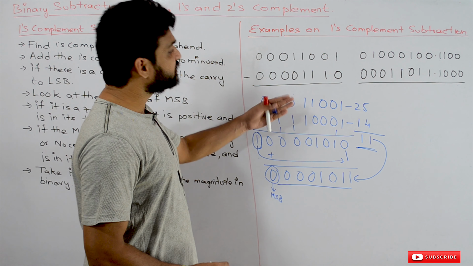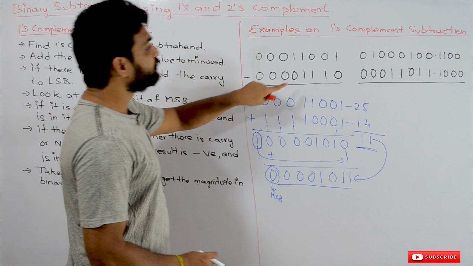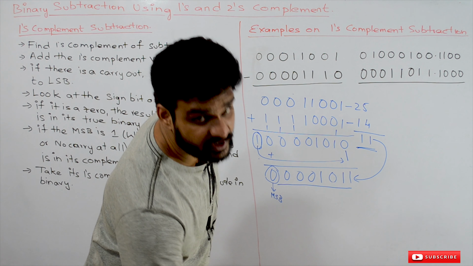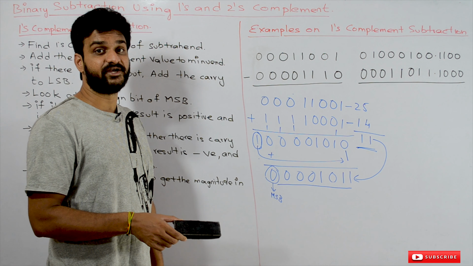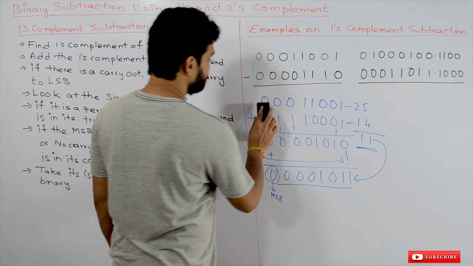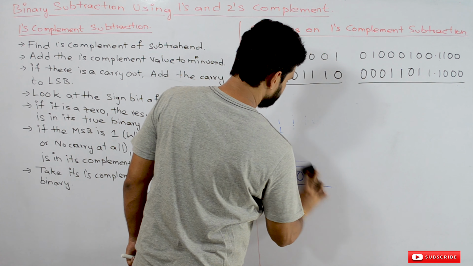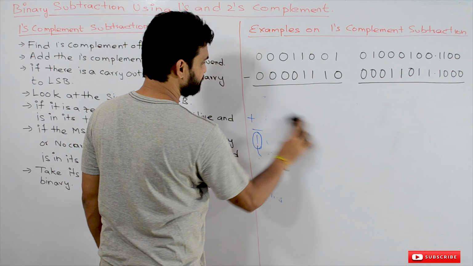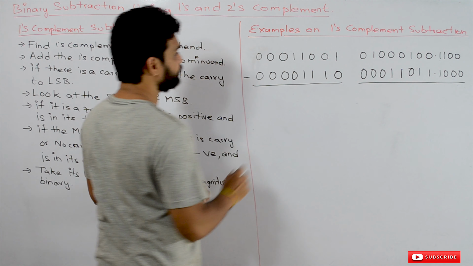Okay, let's do the reverse of it. Let's do the subtraction by reversing the numbers, which means 14 minus 25, so that we can understand, if the result is going to be negative, how the ones complement subtraction will be done. That we will try to understand. So the reverse of these two numbers means it is 14 minus 25. Let's do the binary subtraction of this.